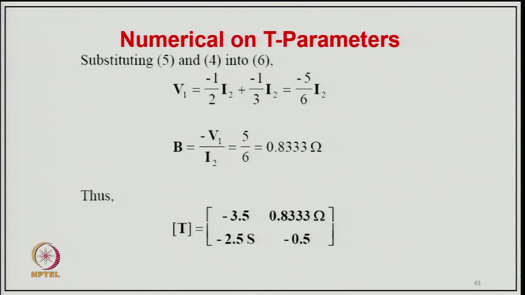Putting the value here, V1 equal to minus I2 by 2 plus minus I2 by 3, that becomes minus 5 by 6 into I2, from which we find B equal to minus V1 upon I2 equal to 5 by 6, or 0.833 ohm, and the T network parameters are now in matrix form: minus 3.5, 0.833, minus 2.5 and 0.5.